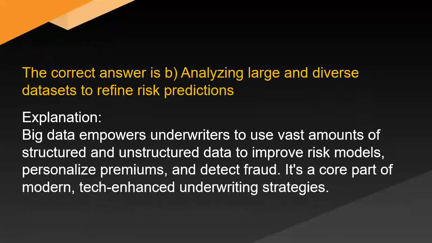The correct answer is B. Analyzing large and diverse datasets to refine risk predictions. Explanation. Big data empowers underwriters to use vast amounts of structured and unstructured data to improve risk models, personalize premiums, and detect fraud. It's a core part of modern, tech-enhanced underwriting strategies.